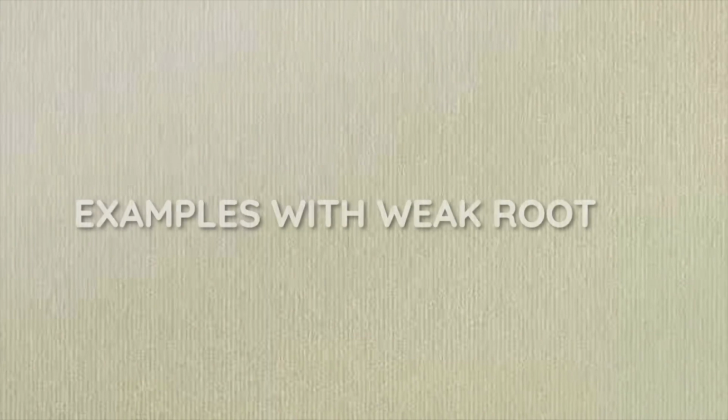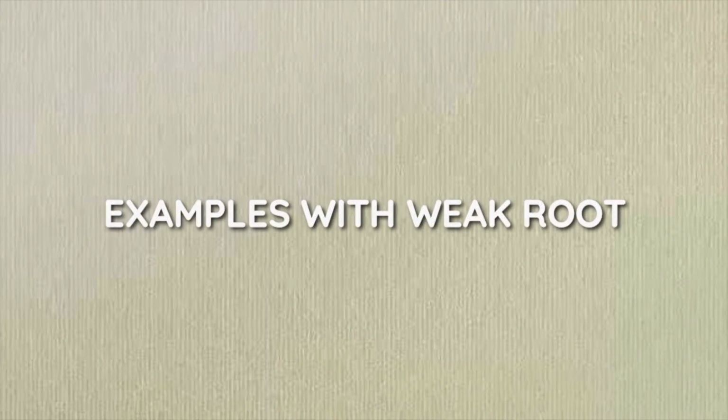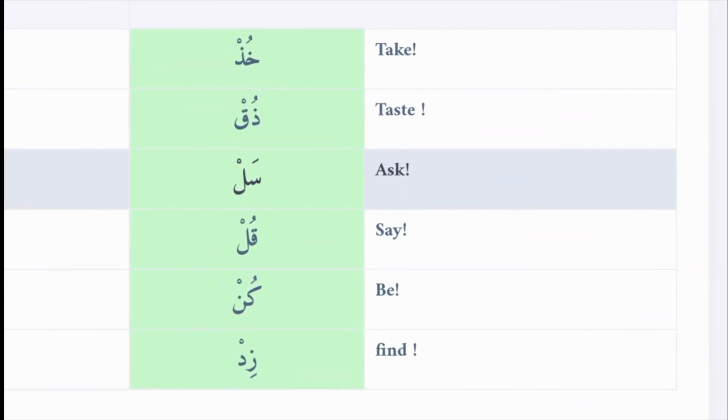Here are some examples with weak root. For weak root, there is no alif. Last letter end with sukoon. So for command and request, we will have two patterns on the left pattern. One for solid root, the other for weak root.